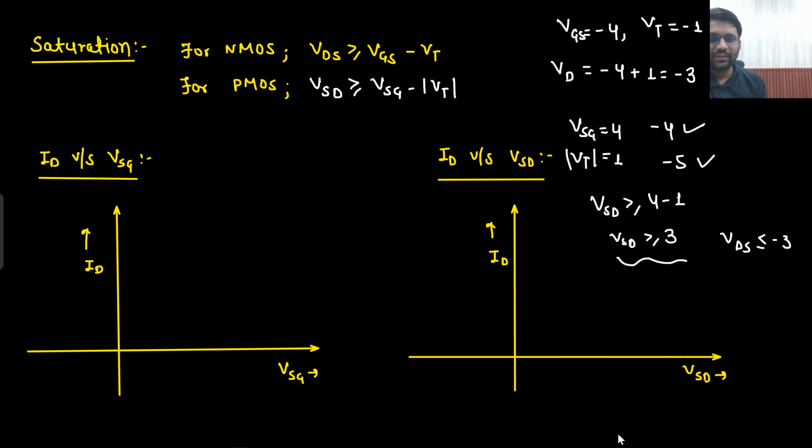Say yes or no. Basically, now I will draw the graph and everything would be clear. The point is, drain and source will be interchanged. Drain and source, gate and source will be interchanged. VT would be replaced with mod of VT.